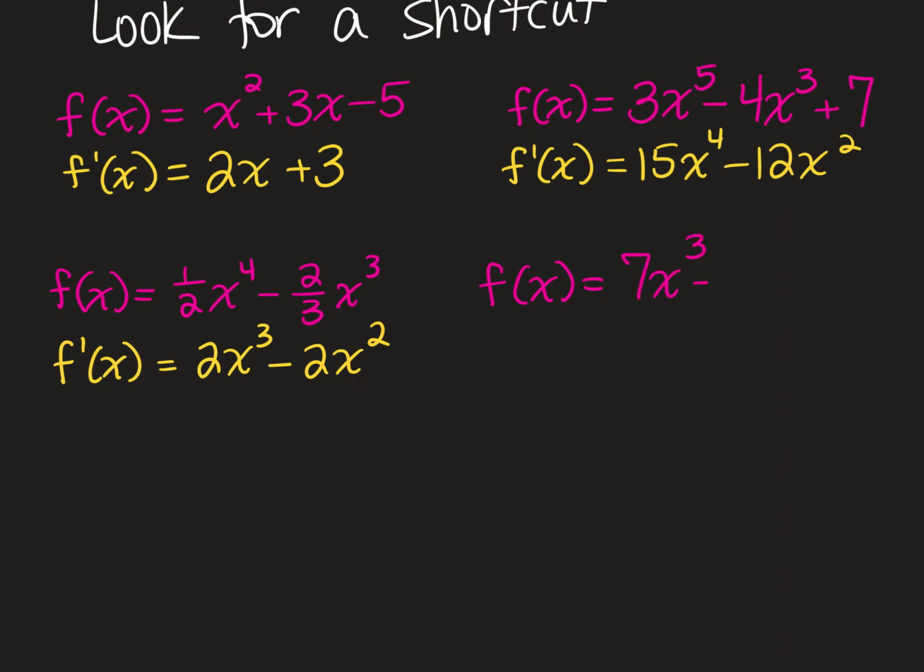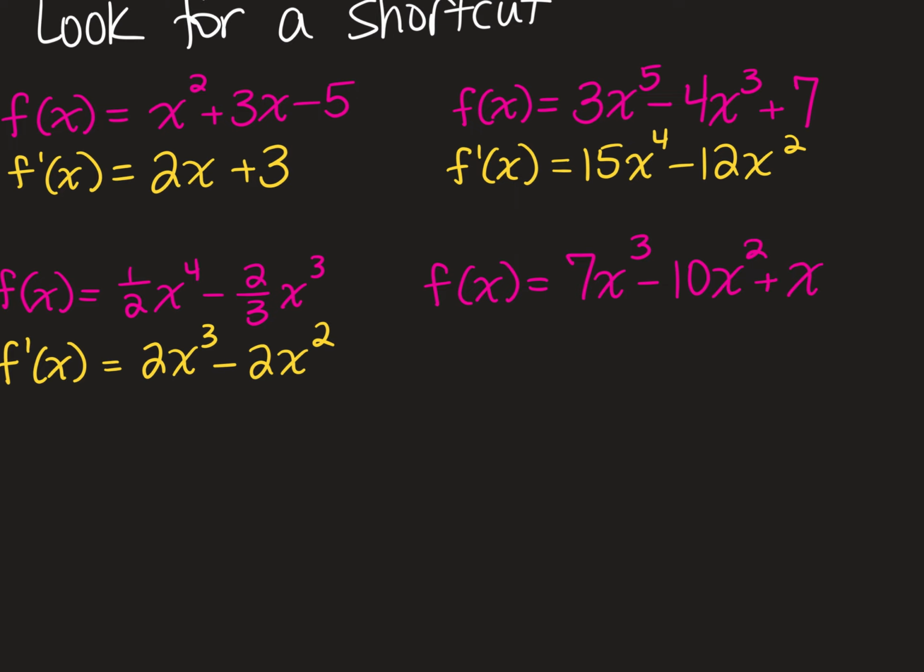7x cubed minus 10x squared plus x, let's go minus 1. What do you think the derivative is? 21x minus 20x plus x. You're close. You're really close. I don't know what to do with the x. Yes. So you've got the first part of this process.